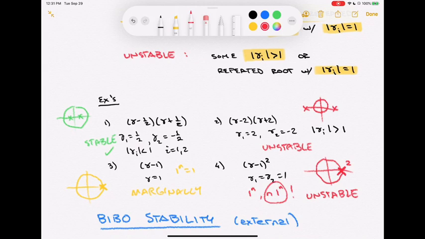Assessing stability is very simple. Take a look at where your characteristic roots are in the complex plane. If all of them are inside the unit circle, it's stable. If there's anything outside of the unit circle, it's unstable. If you have some roots that are on the unit circle but not repeated, you would have a marginally stable system. Anything that gets repeated on the unit circle would cause it to go unstable.